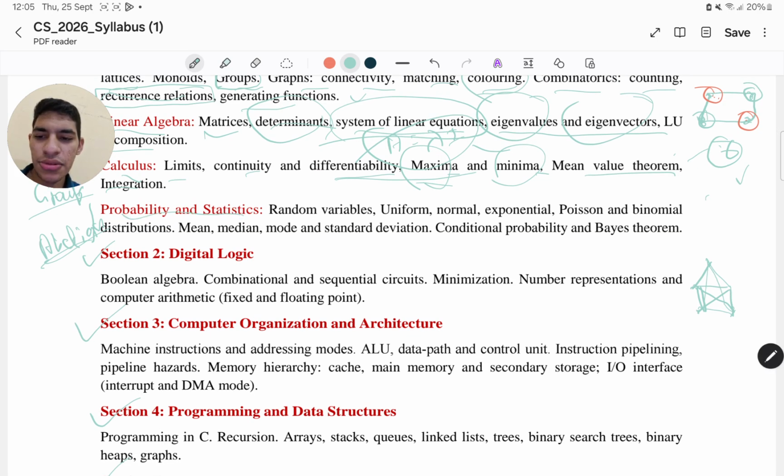Now it comes to probability and statistics: random variable, uniform, normal, exponential, Poisson, and binomial distributions, mean, median, mode, standard deviation, conditional probability, and Bayes theorem again. The major questions which come from this subtopic are from probability, Bayes theorem, and random variables. These are the majorly asked questions. You might be asked questions about dice, or about populations. So you will need to tackle probability as your major aspect. Probability needs to be tackled first.